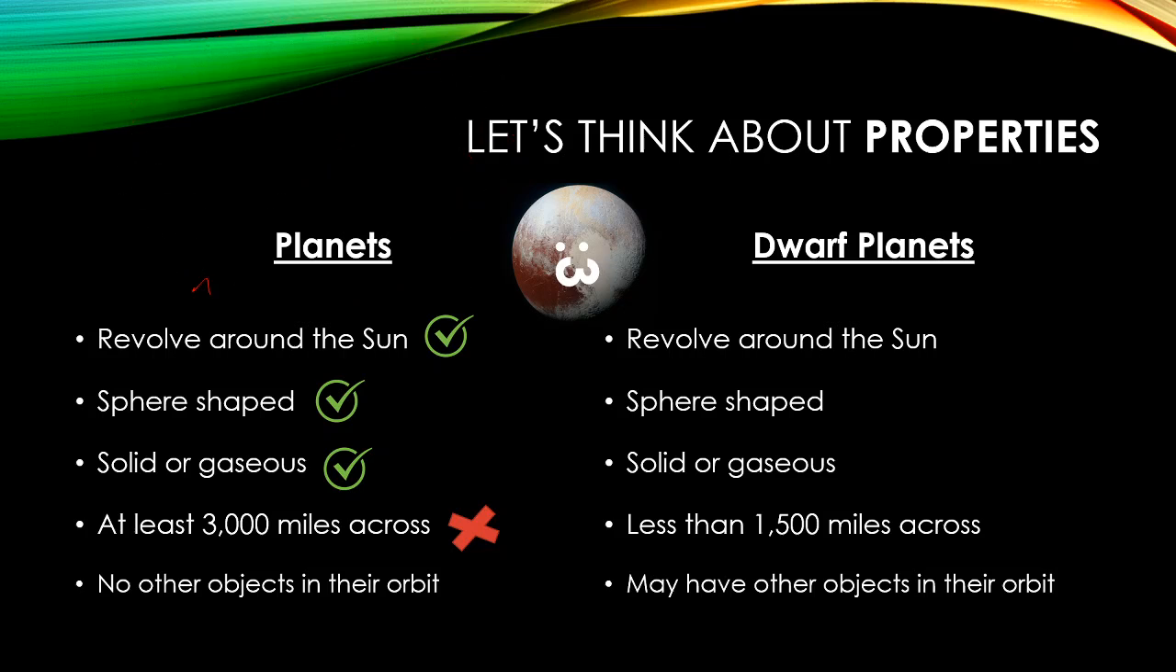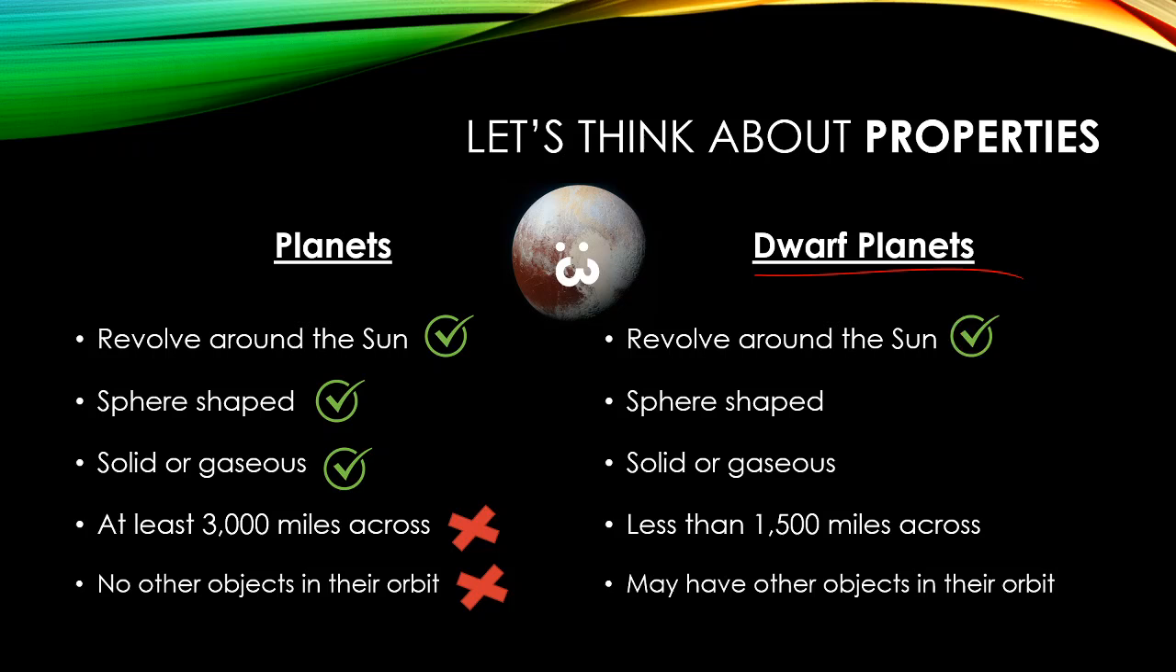Now for Pluto, they found that actually wasn't true either. It did have things in the way of its orbit. So it has some properties of planets, but not all of them. If you look at the properties of dwarf planets over here, they say, those also revolve around the sun.